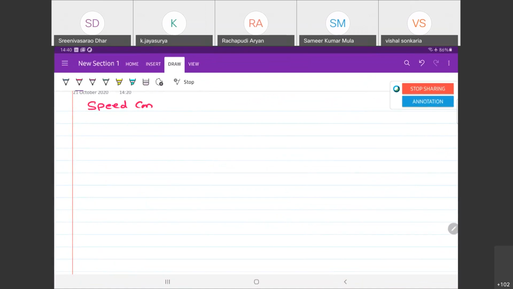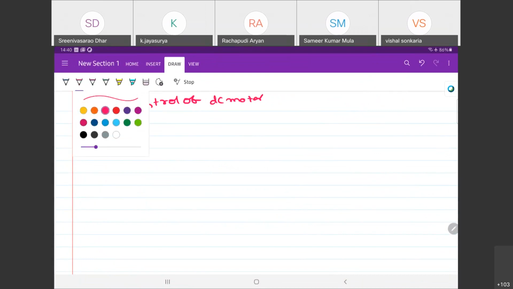Student experiment is a speed control of DC motor. Right. So what are the basic ways to control the speed?